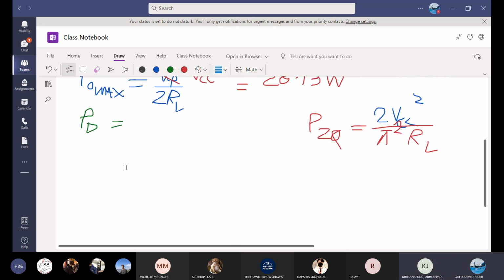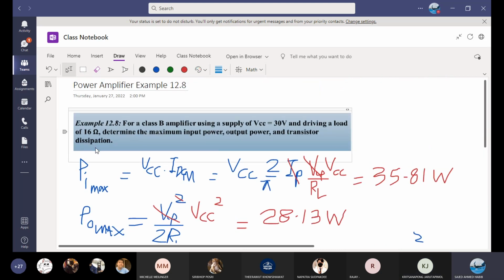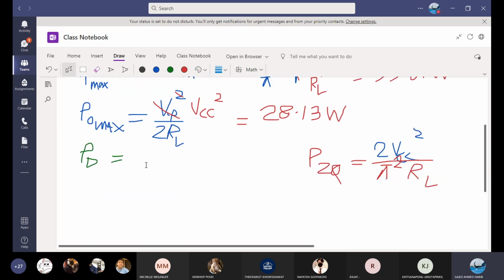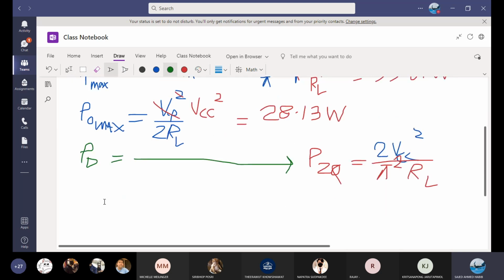Teacher, yes, what are we finding? We are finding transistor dissipation, the power that is lost in terms of heat. So here's a formula. I should add this formula in the formula sheet for your final. Power dissipation. This is the power loss in 2 transistors. If you take 2 times 30 squared divided by pi squared times 16, you will get 11.4, 11.399. So for 1 transistor is half of that.